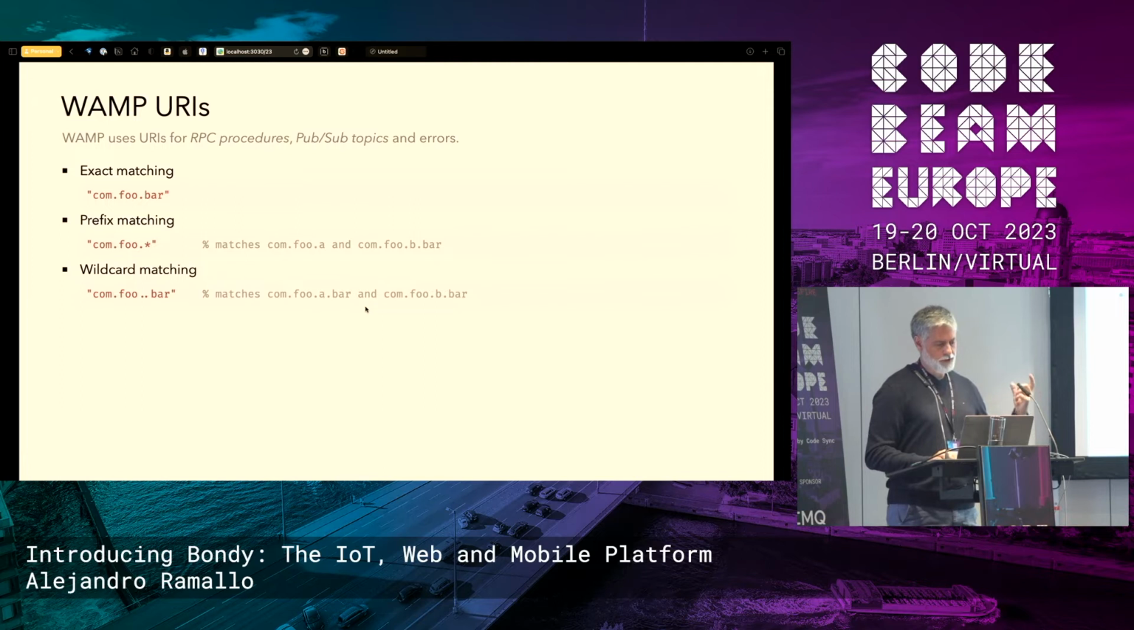So WAMP URIs, again, everything in WAMP, as in the RPC procedures or PubSub topics, and even errors, are URIs. And you can do exact matching, prefix matching, or wildcard matching while subscribing, but also with RPC. So I can say I want to call com foo bar, but then on the other side you have somebody who said, I handle everything starting with com foo, right? So all the functions that come after com foo, I handle those.